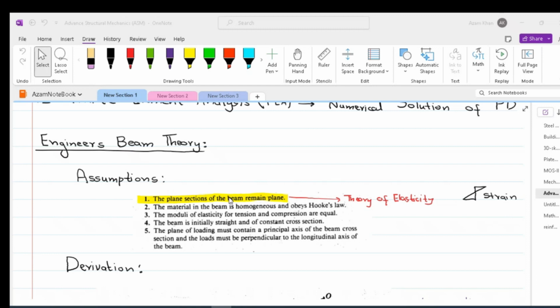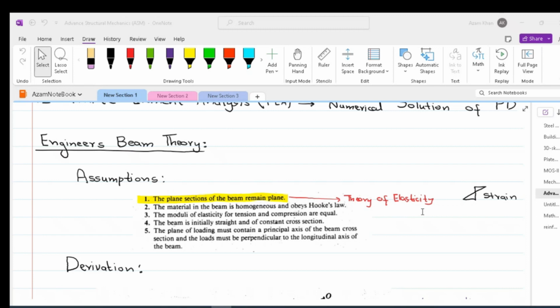Flexure formula. The engineer's beam theory is good for ordinary beams which have a cross section very small as compared to the length. If we have structures such as deep beams or walls, then engineer's beam theory gives us wrong answers. It is those structures for which we will be developing the theory of elasticity.